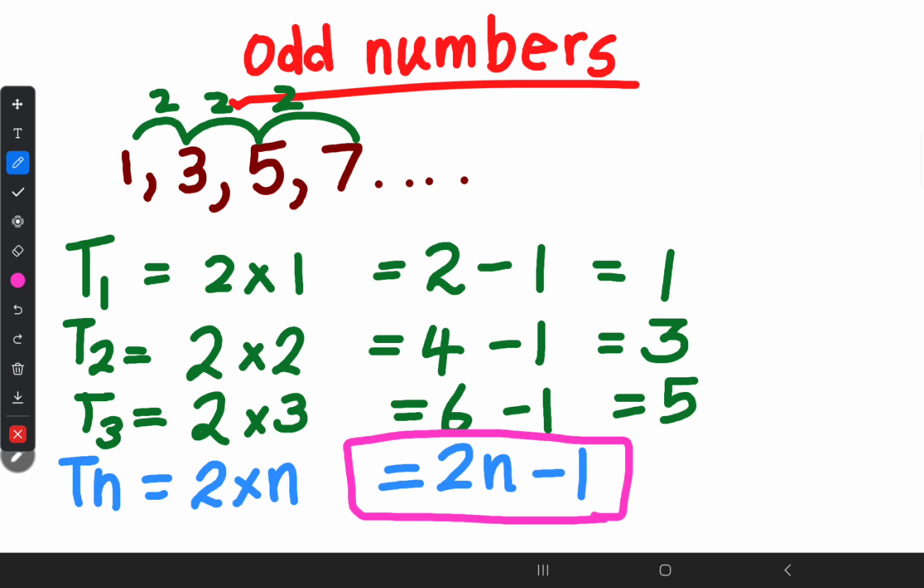It's better if you remember this odd number pattern's general term. All the other questions you can easily find, but in the odd number pattern there is a specific general term. If you remember that, that will be useful for your further calculations. This is the way you should find it.